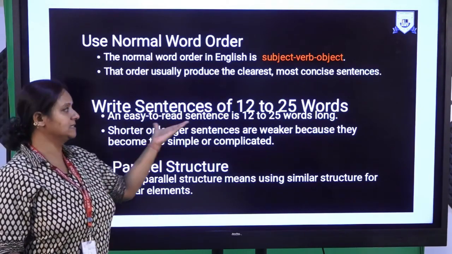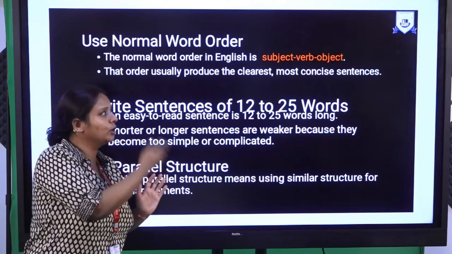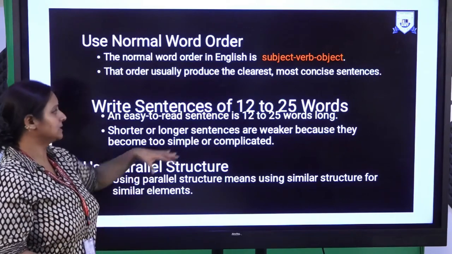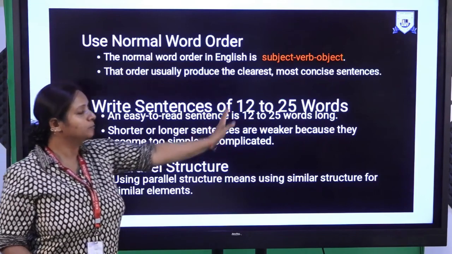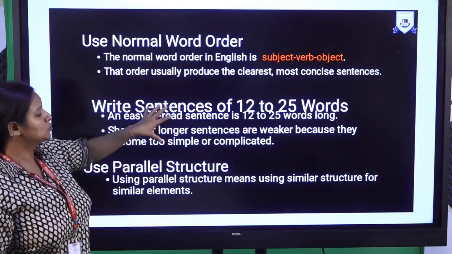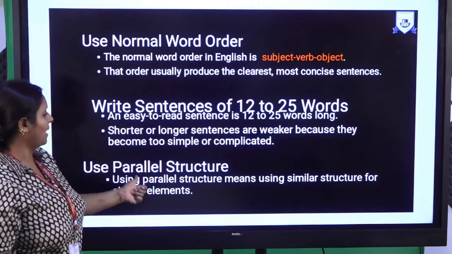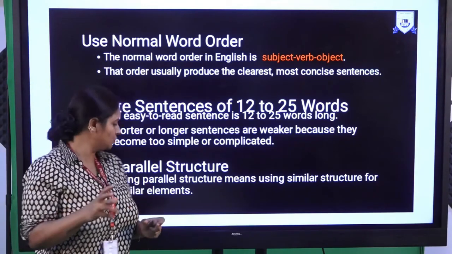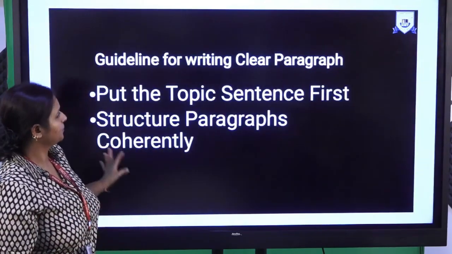Next is write sentences of 12 to 25 words. If you choose to write a shorter sentence or a longer sentence, that will give you a weak sentence construction, because shorter sentences are very simple and weak, and longer, more than 25 words, they become very complicated for the reader to understand. So the standard sentence should be 12 to 25 words. Use parallel structure. Parallel structure means for similar elements you should use similar structure.